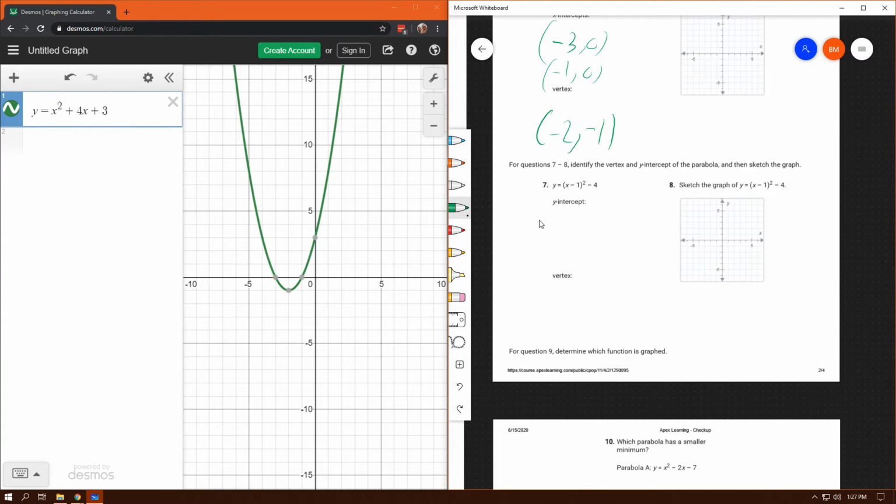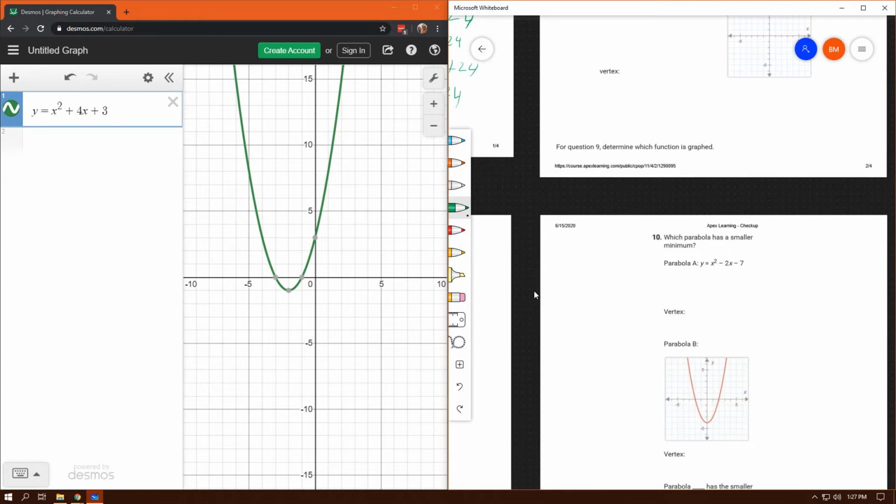So 7, I would do this exact same way. I could actually use my vertex form to identify some information, but this is a graphing section, plus I have Desmos.